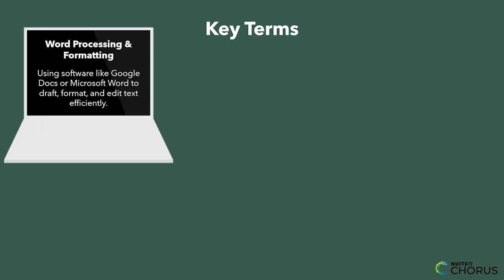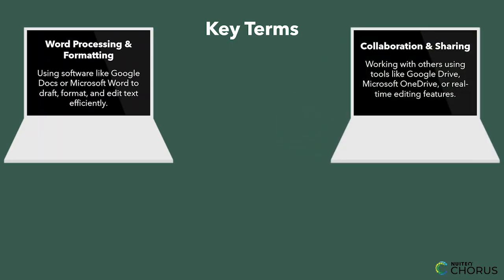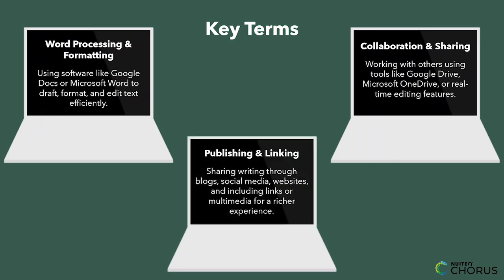Word processing and formatting means using software like Google Docs or Microsoft Word to draft, format, and edit text efficiently. Collaboration and sharing means working with others, using tools like Google Drive, Microsoft OneDrive, or real-time editing features. Publishing and linking means sharing writing through blogs, social media, websites, and including links or multimedia for a richer experience.